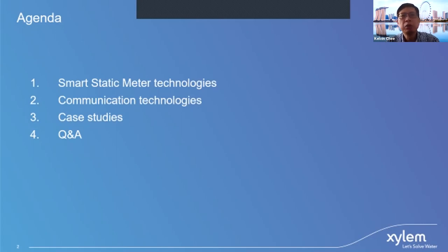Second thing is that I also want to touch on communications, because communication is very important. Being a smart meter, one of the requirements is that it must have this communication capability to allow the data to be extracted and sent to the end system. Without the communication system, you are not able to get the data, and you will have a lot of missing data, not to mention bad data. So again, it's very important.